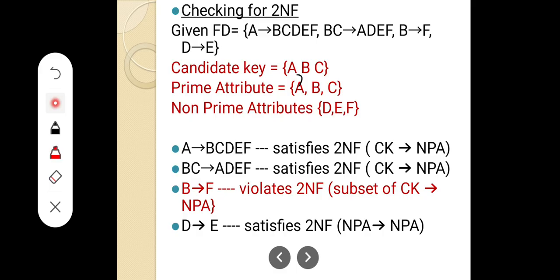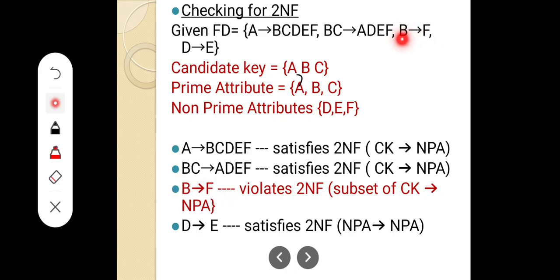Does it satisfy 2NF? You check whether A is a super key or a candidate key. A alone is a candidate key. That's why I have a comma. A and BC are candidate keys. So this LHS is a candidate key, and that satisfies our 2NF condition. Next, BC determines ADEF. That also satisfies 2NF because BC is a candidate key.